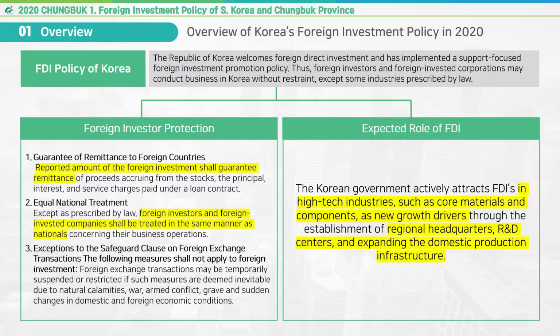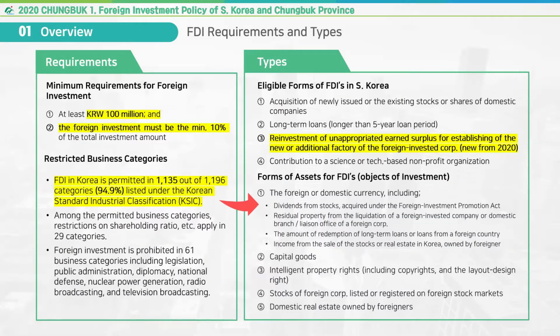Furthermore, Korea is creating a business environment for FDIs where leading and top-notch firms can pursue business in Korea through establishment of regional headquarters and R&D centers, so that companies can increase quality of employment and strengthen the development of the industrial ecosystem. The minimum requirement for foreign companies wishing to invest in Korea is to invest 100 million Korean won, and at least 10% of the total investment amount must be the foreign investment. Korea allows foreign investment in 95% of industries, and this excludes only a few special business fields.